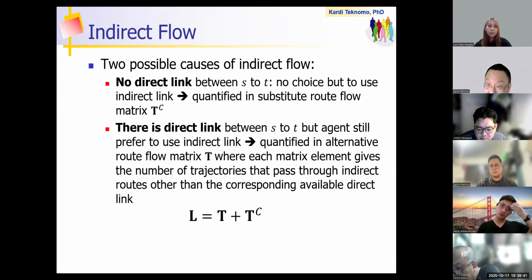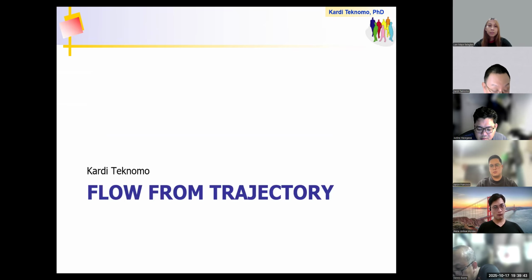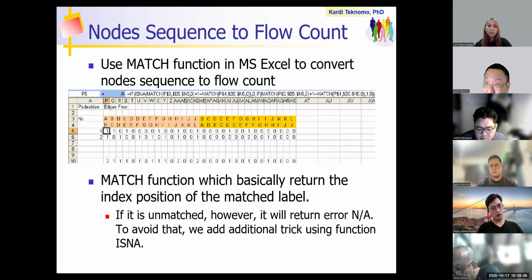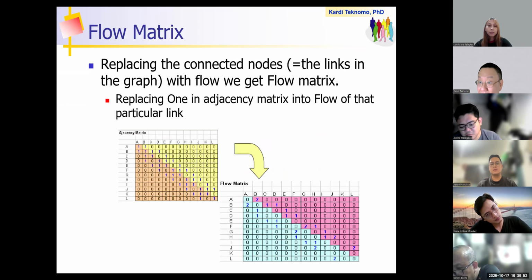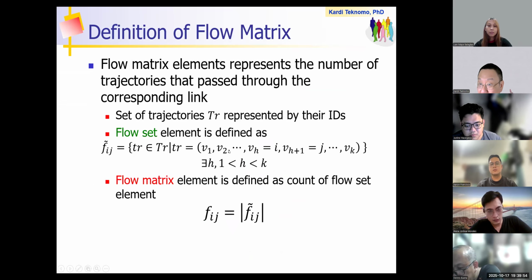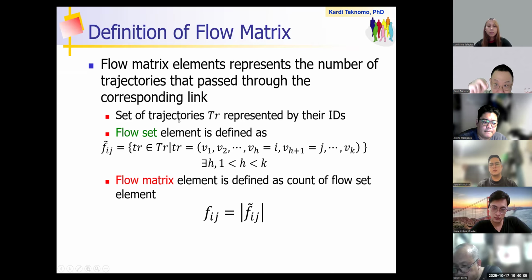So from here, we can get the flow from trajectory. A while ago we already did this for pedestrians, so I just skipped this part, which is exactly the same. So what is flow? The flow matrix represents the number of trajectories that pass through the corresponding link, isn't it? So you put the flow set matrix. I put a tilde here to represent the flow set.